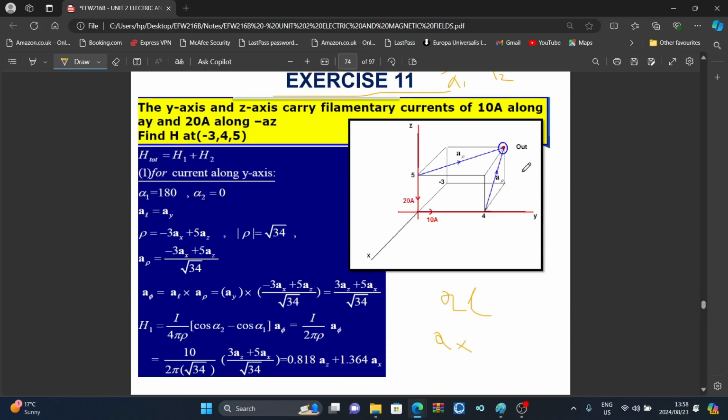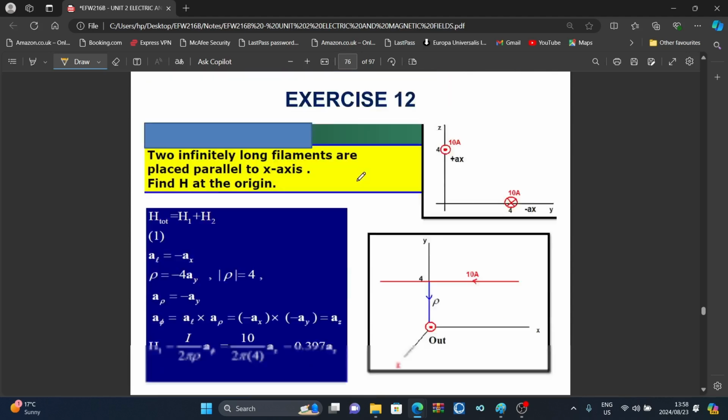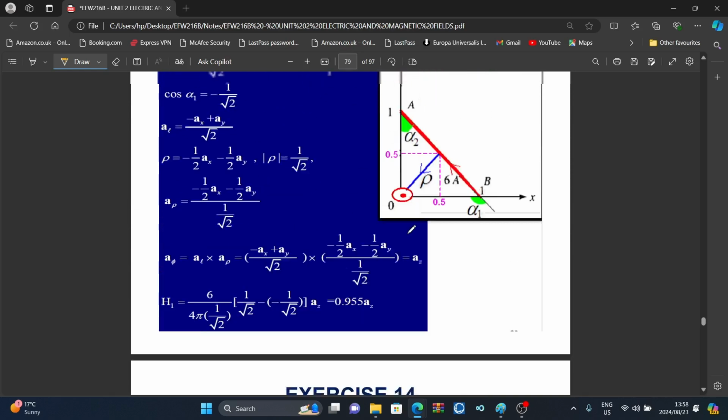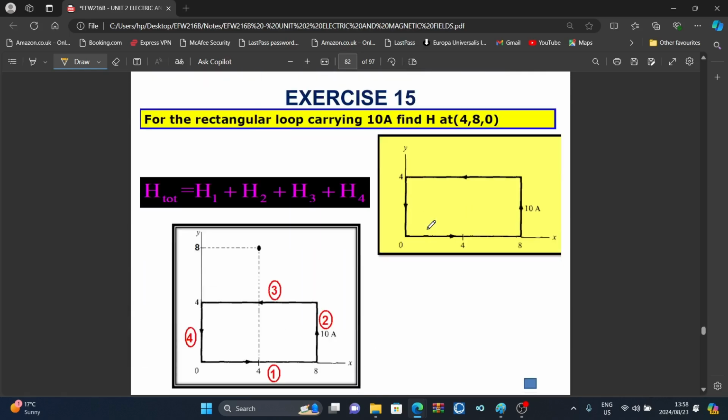So I believe I leave this to you. The other exercises, you go try them out and see how it works. The remaining ones are all more or less the same stuff.